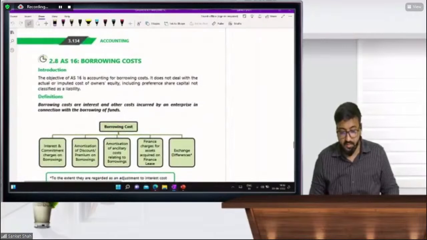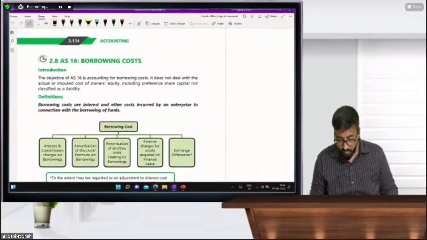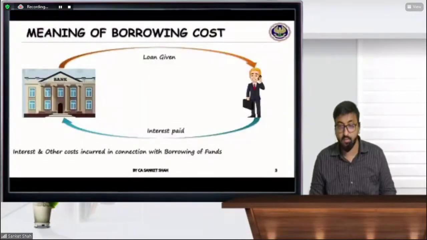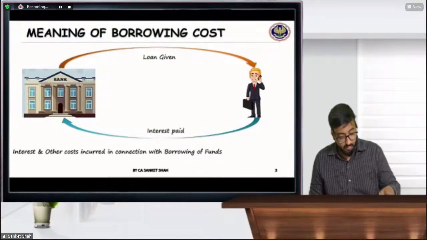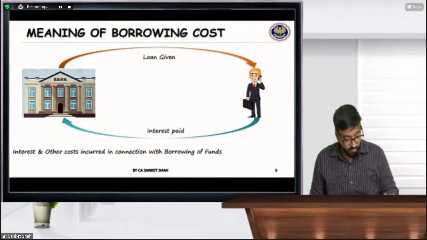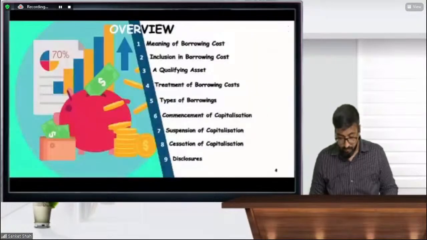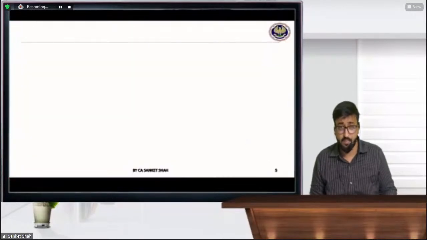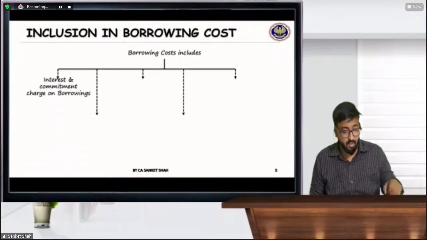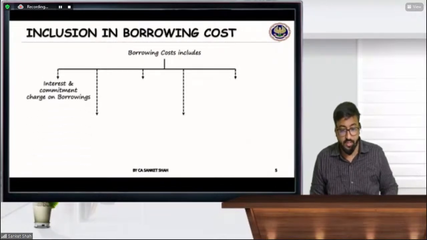So page number is 3.134. Friends, borrowing cost, you can write over there: interest and other cost which is incurred in connection with borrowings of funds, we will call it a borrowing cost. Now, first, what are you going to include in the borrowing cost? Sir, is it only interest? No, sir. Borrowing cost includes, one by one we are going to see, interest and commitment charge on the borrowings.